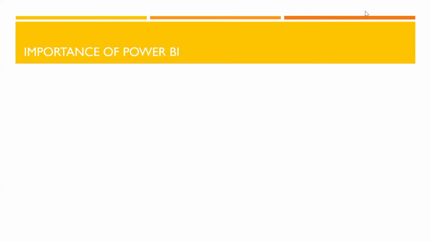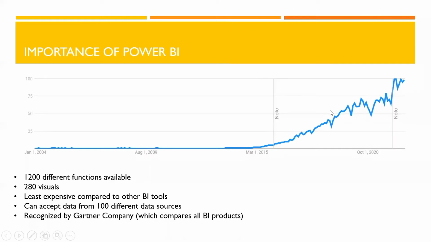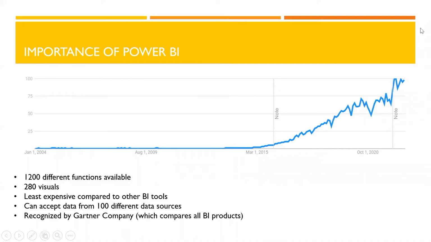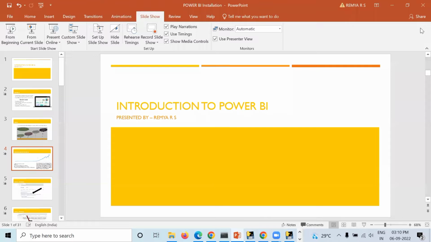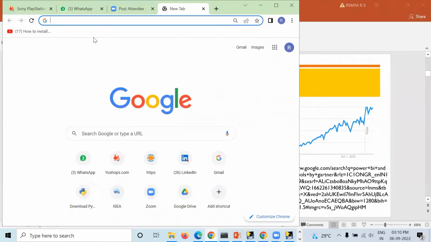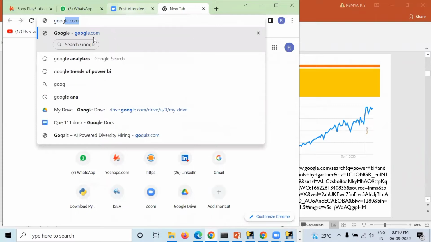And regarding Power BI, this is the Google trend of Power BI from 2004 to 2020. You can view this too, and I will tell you how. Go to the browser and just type Google Trends.